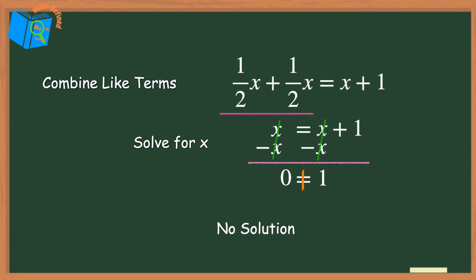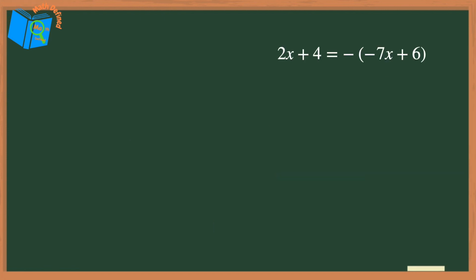When this happens, we also say that this equation is a contradiction, because the two sides contradict or do not equal each other. Now let's look at this slightly more complex equation. Just by looking at it, do you think it will be a contradiction or will it have a solution?